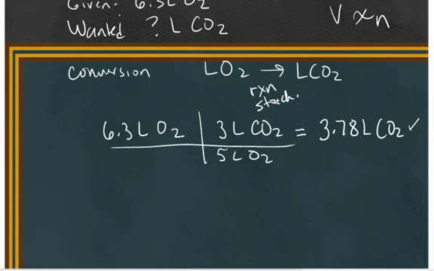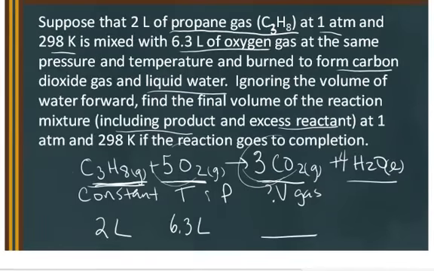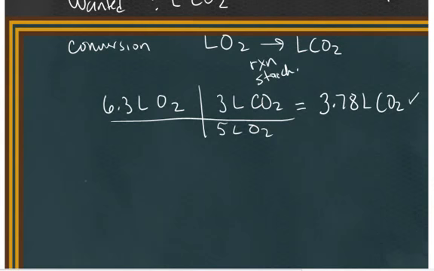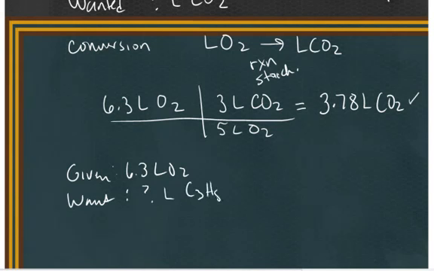To do that, if you look back at the balanced chemical equation again, 1 liter of propane reacts with every 5 liters of oxygen. So if I know I'm going to use 6.3 liters of oxygen, I want to know how much volume of propane is used up. I can convert directly from liters of oxygen to liters of propane, very similar to what I just did up here, using the reaction stoichiometry as my conversion factor, only in this case it's going to be a 1:5 ratio.